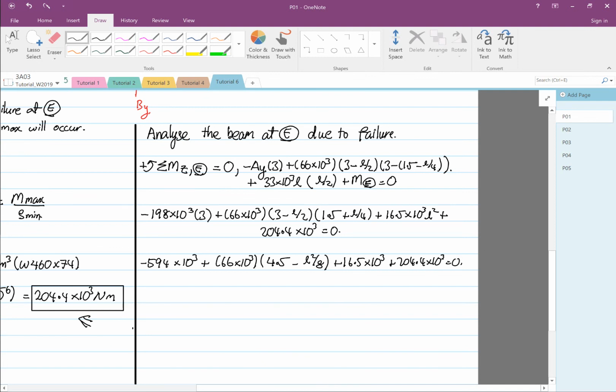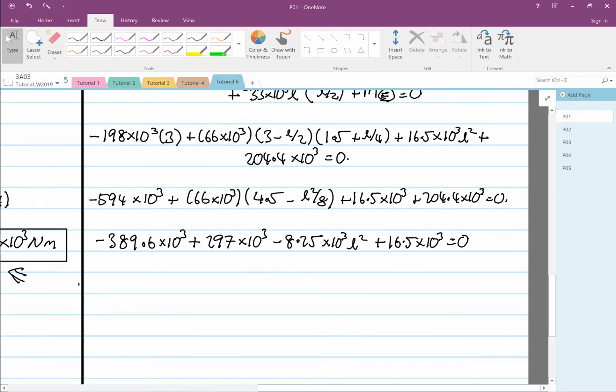Okay, then you have minus 389.6 times 10 to the power 3, and then you have plus, so 66 times 4.5 is 297 times 10 to the power 3, and then you minus 8.25 times 10 to the power 3 L squared. Okay, then plus 16.5 times 10 to the power 3. The whole thing will be equal to 0.